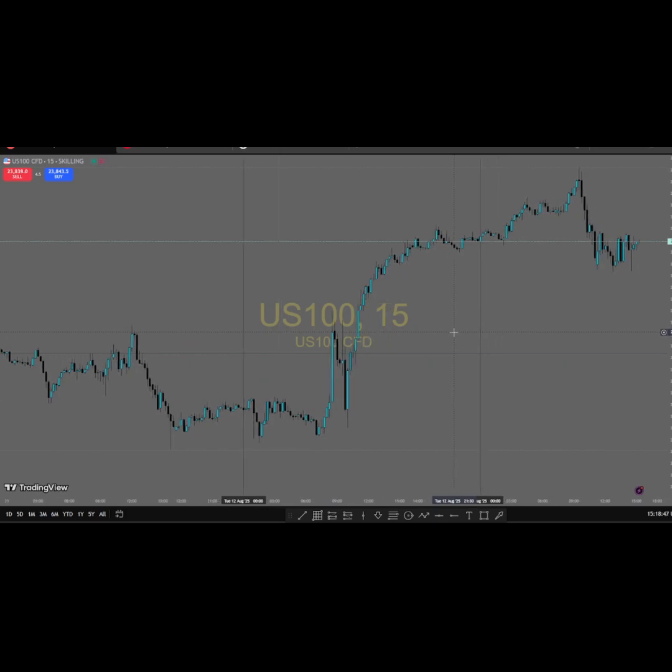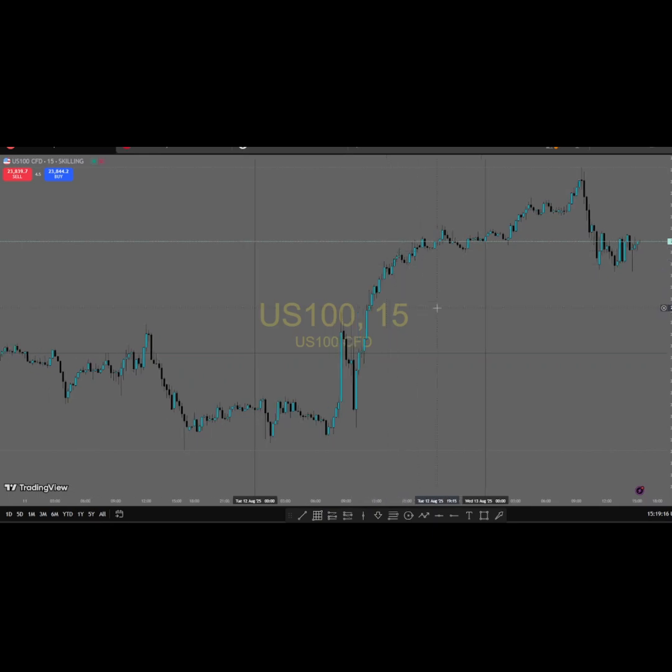Welcome to the trade breakdown of Tuesday's longs, Tuesday, August 12th, 2025. That was yesterday. I took longs from around this area and I rode them all the way to 23,900. The last take profit closed today during the London session. So let's go over the trade step by step.